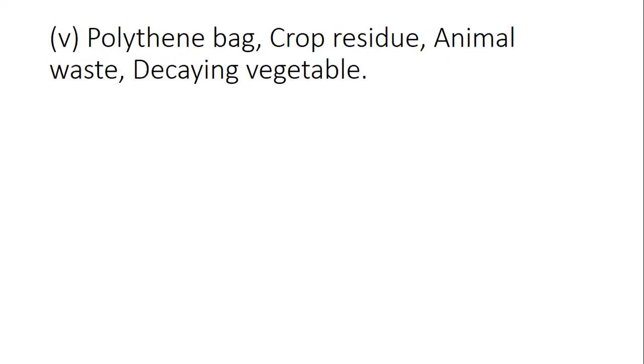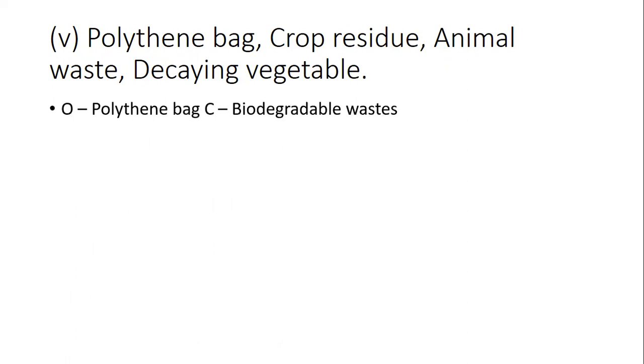Next one is chickenpox, color blindness, hemophilia, and albinism. Color blindness, hemophilia, albinism are all genetic disorders, whereas the odd one is chickenpox. Polythene bags, crop residue, animal waste, decaying vegetable. If you clearly see, crop residue, animal waste, decaying vegetable are biodegradable, and polythene bag, something like plastic, will be out.